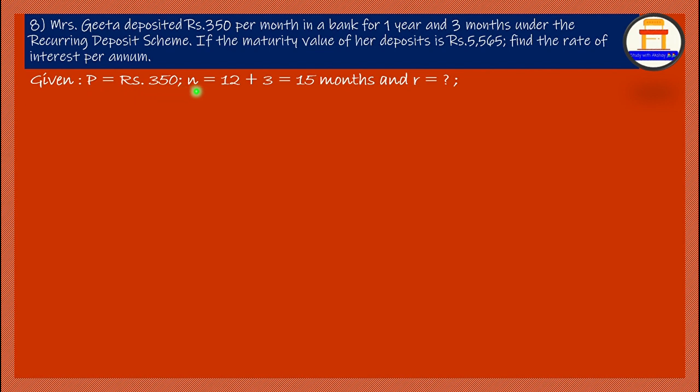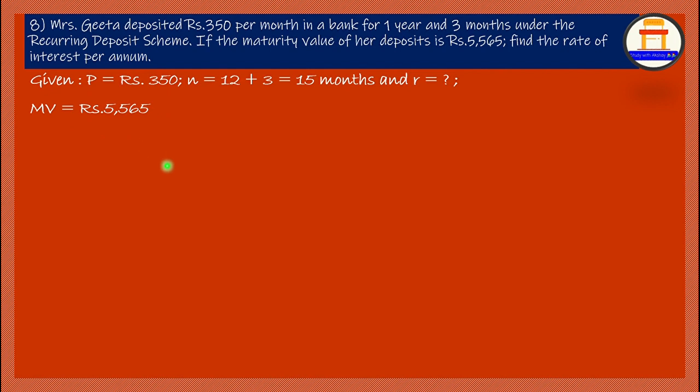Principal is given as 350. The number of months should basically be in the form of months, not years. 1 year equals 12 months, so 12 plus 3, that is 15 months, is the period of her deposits. The rate of interest, that is the rate percentage, is not given, so we are supposed to find it. Along with that, they have given us the maturity value as rupees 5,565, that this much amount Mrs. Geeta will be getting at the time of her withdrawal.